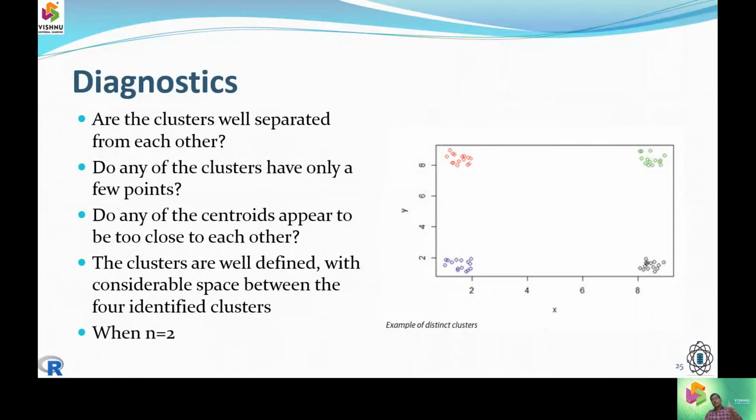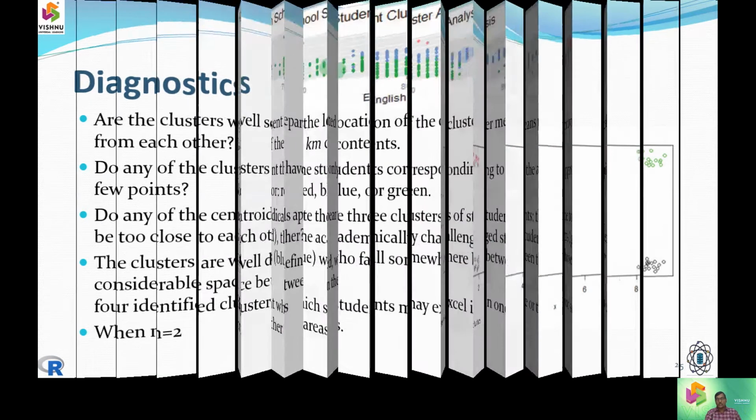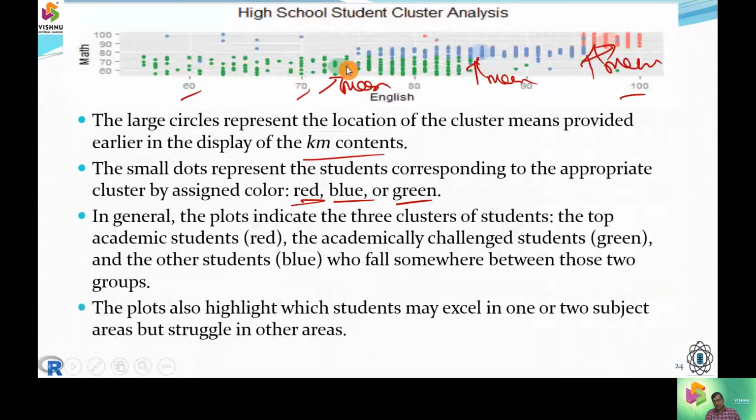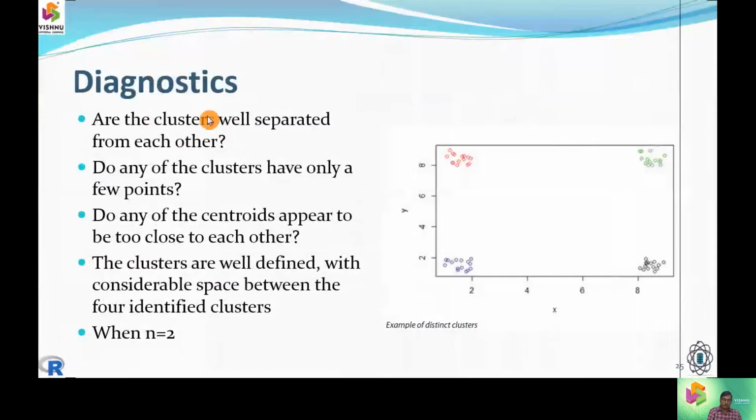Now, what will be the diagnosis? What will be the best ways to understand the clusters? Are the clusters well separated from each other? This diagram was telling us, yes, green is totally separated, blue is totally separated, red is totally separated. There is no commonality between the clusters. So the first one is satisfied.